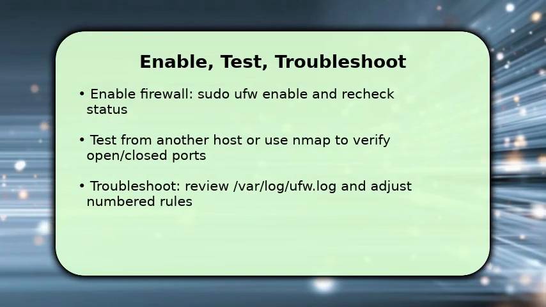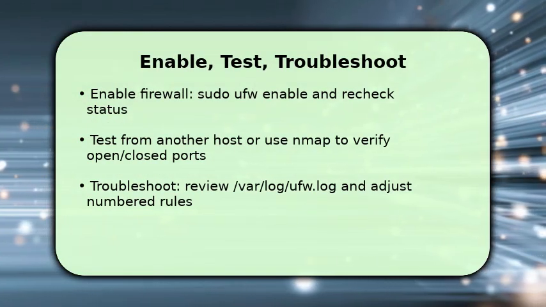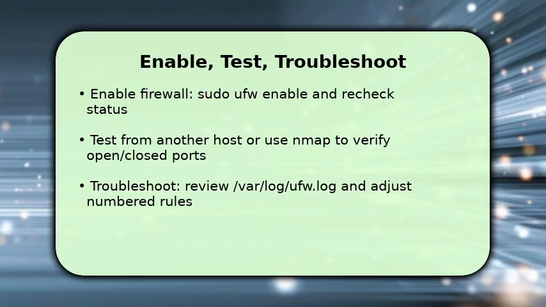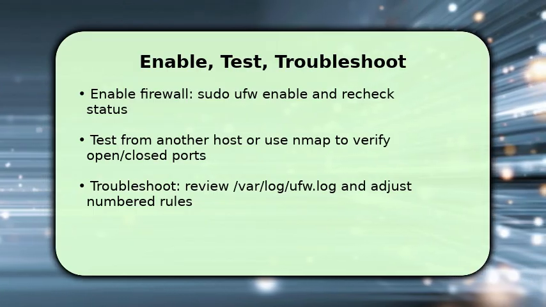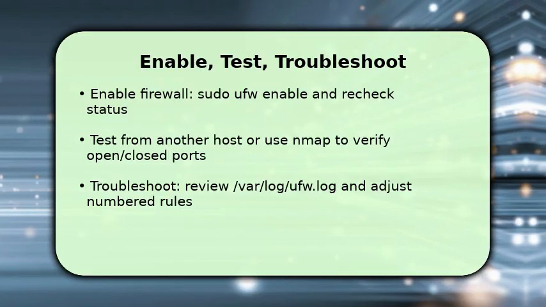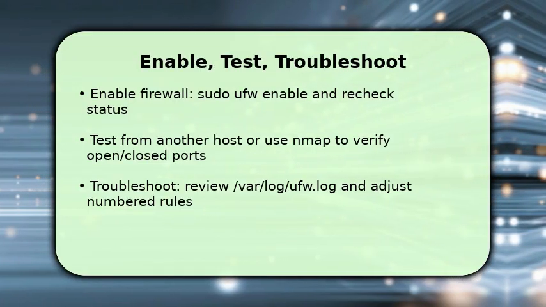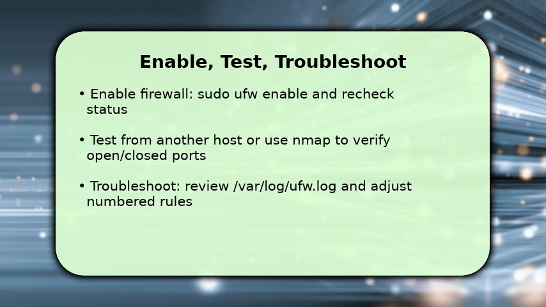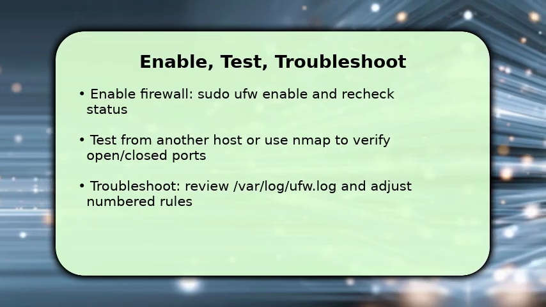You finish by enabling the firewall with sudo ufw enable and immediately verify the result using sudo ufw status verbose. This ensures rules loaded correctly. Once enabled, test externally from another machine or with nmap to confirm intended ports are open and others closed.